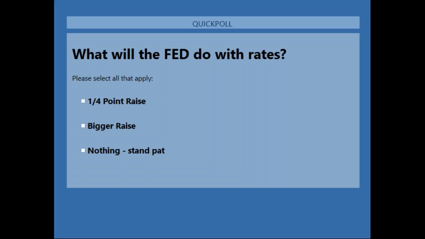Gunter's comment, the uncluttered mind of a child. I hope that's a compliment. I do like to keep things simple.